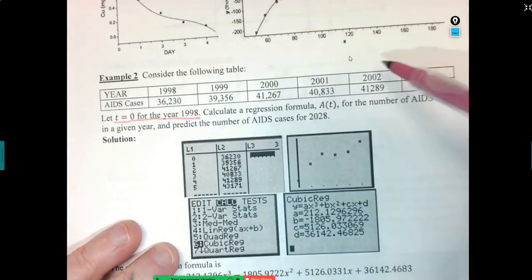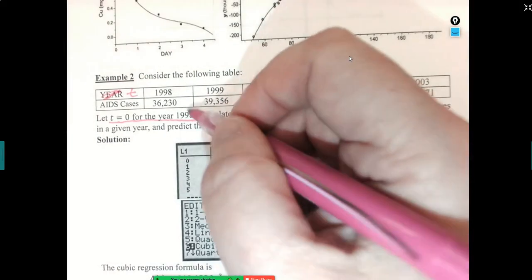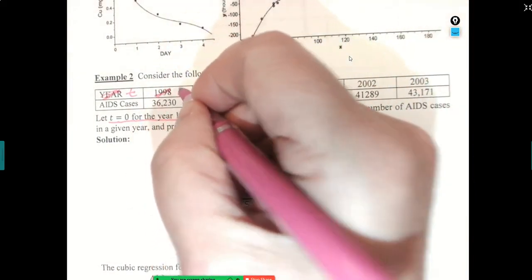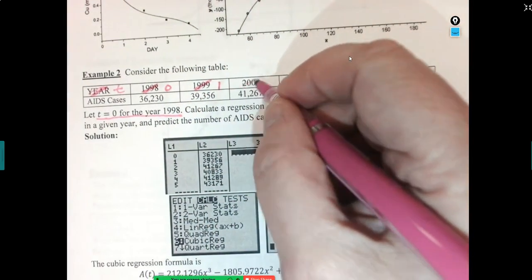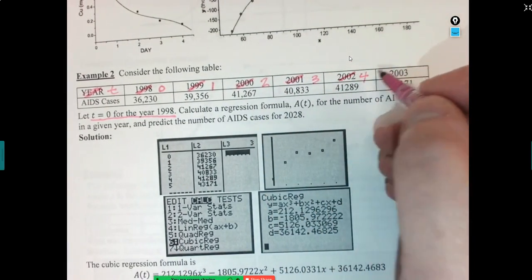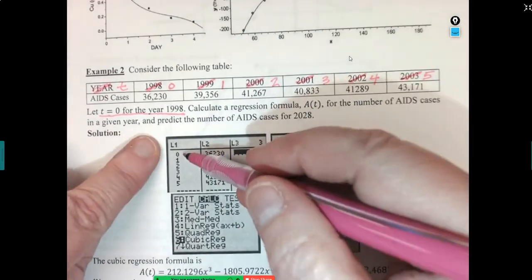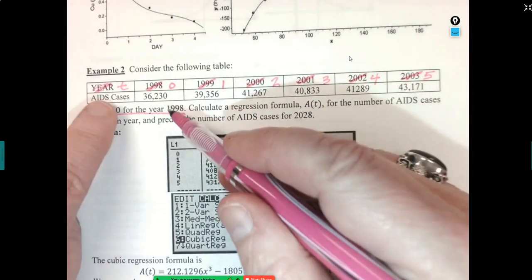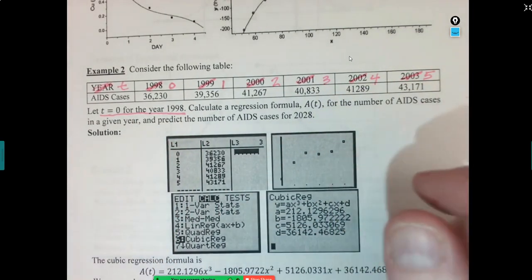So when they have this information here, they want you to rewrite your first list. Okay, so if it's in a column, you'll rewrite your first column. If it's in rows, you rewrite the first row. So we're not going to be doing years, we're going to be doing t. And 0 is equal to the year 1998. Well, the year 1999 is 1 year after 1998, and 2000 is 2 years after 1998, 3 years after 1998, 4, and then 5. So this is what we need to put in my list 1. And then my list 2, I'm going to have the actual values for the number of AIDS cases. So let's do that.